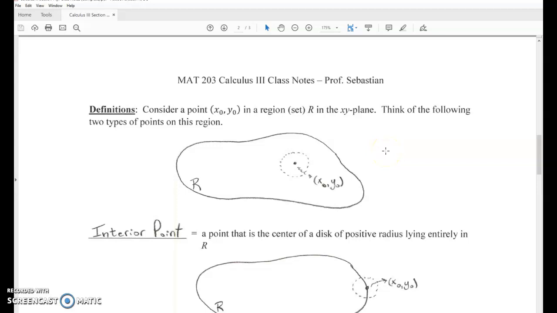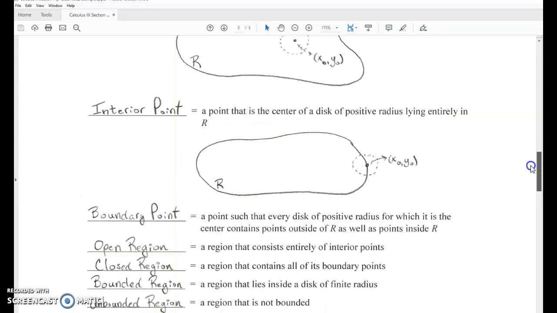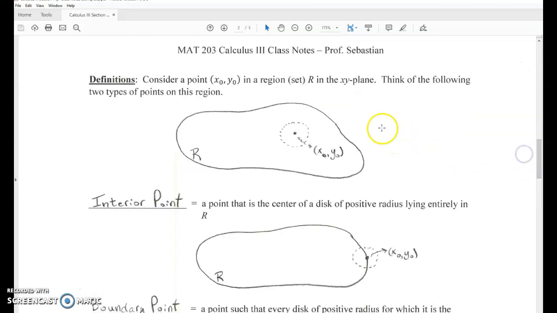We're returning to our section 14.1 Calculus 3 class notes. And shoot, I forgot already. We are on page 44. Okay, so in this section, in section 14.1, we're talking about functions of more than one variable. So first of all, a couple definitions here on this page.